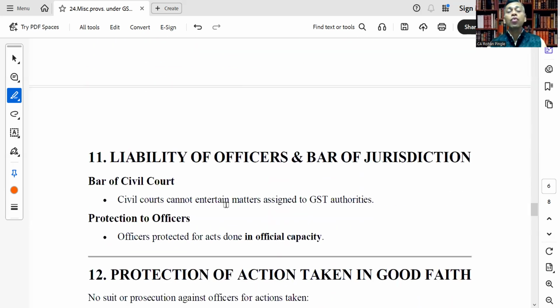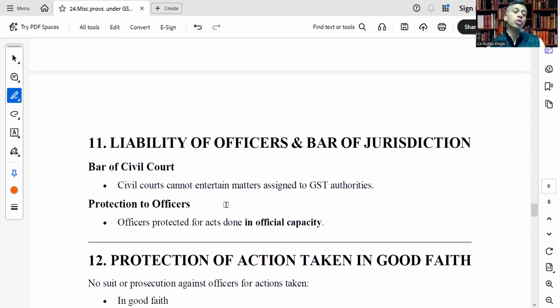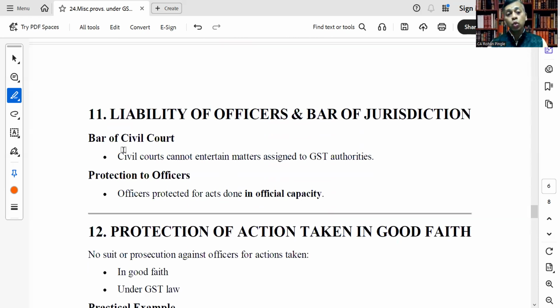Next, liability of officers and bar of jurisdiction. Bar of civil courts: civil courts cannot entertain matters assigned to GST authorities. Protection to officers: officers are protected for acts done in official capacity.